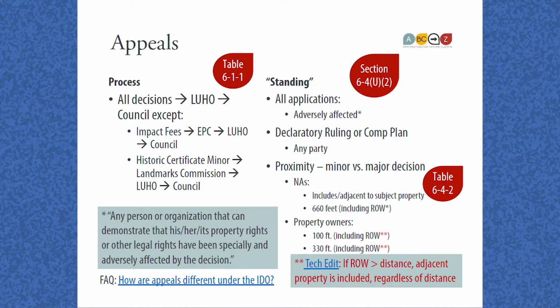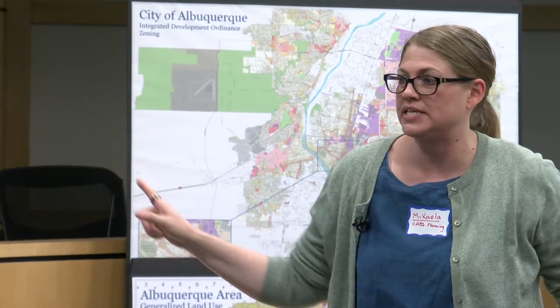Next, we give standing based on proximity to that subject property, so to the property where a decision has been made. And we kind of tease out what was a minor decision and what was a major decision. If it was a minor decision, we're going to give automatic standing for a smaller distance surrounding that property. If it was a major decision, we're going to give that automatic standing to a larger radius. And we tease out the neighborhood associations and then property owners.